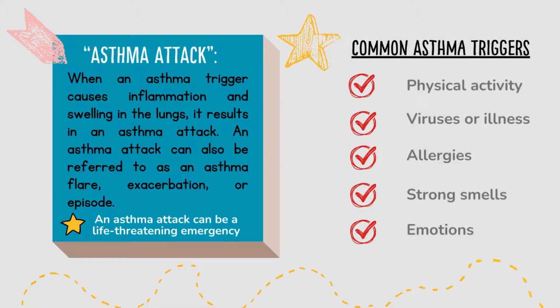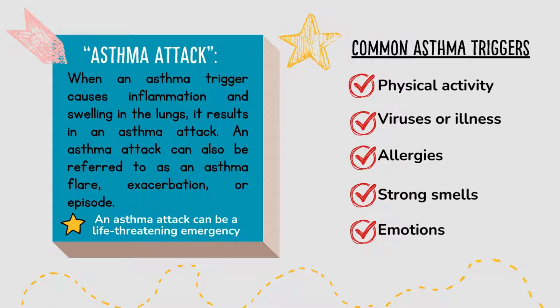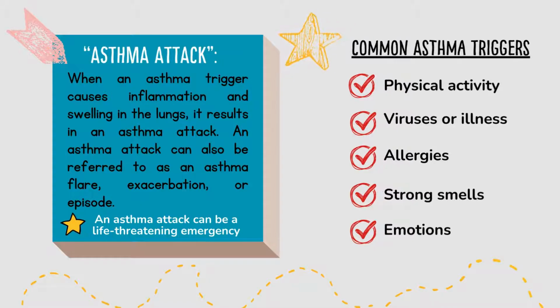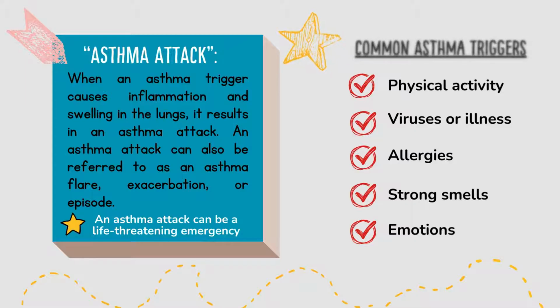An asthma attack, also called a flare-up or exacerbation, occurs when an asthma trigger causes inflammation and swelling in the lungs and airway. Common triggers include physical activity including PE and recess, viruses or other illness, seasonal or environmental allergies, strong smells like perfumes or cleaning products, and even emotions such as laughing, crying, or feeling anxious.